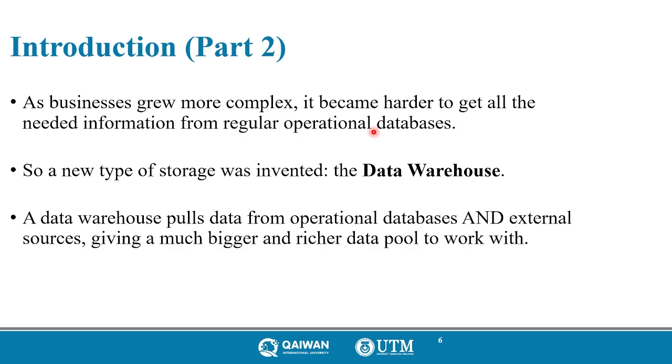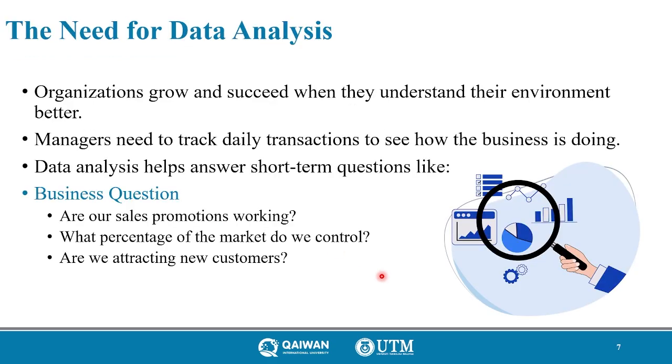So a new type of storage was invented and we call it the data warehouse. Now, a data warehouse pulls data from the operational database or our system and external sources, giving a much bigger, richer data pool to work with. The data warehouse takes the operational database and external sources, any other sources of data. Because of this, we have a bigger pool of data that we can depend on.